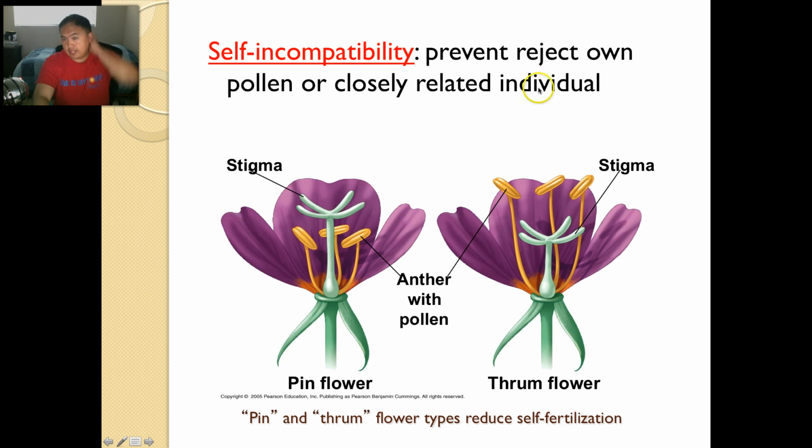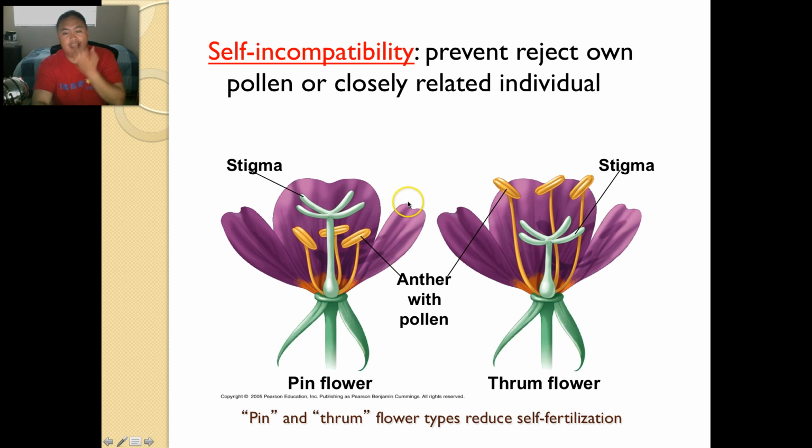We also talked about this. Remember, they don't want to be fertilizing themselves, so they have something called self-incompatibility. So they built in a way so that they don't fertilize themselves. They don't want to fertilize themselves because they like diversity. They want to live. And also, if they fertilize themselves, they're more susceptible to diseases and stuff like that.